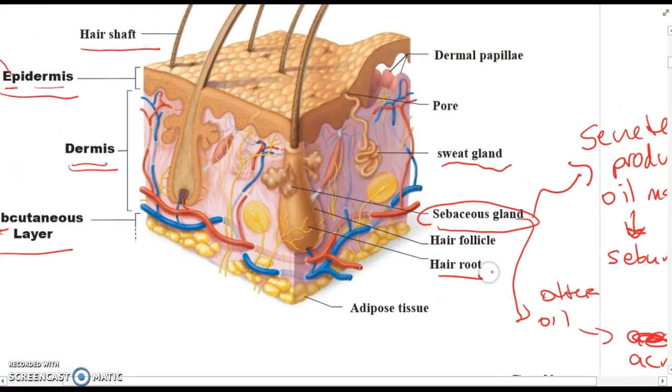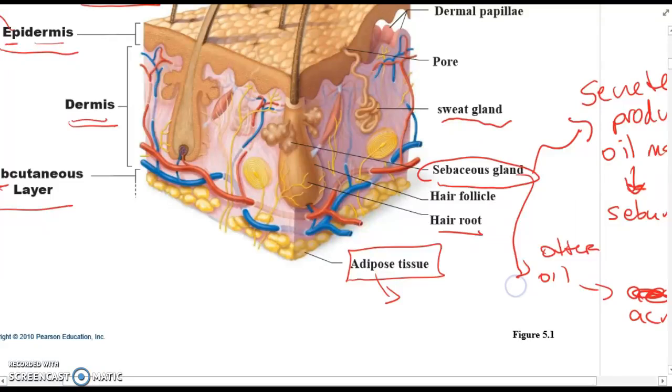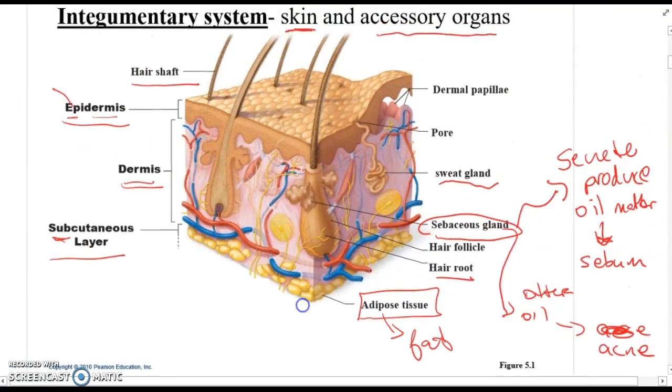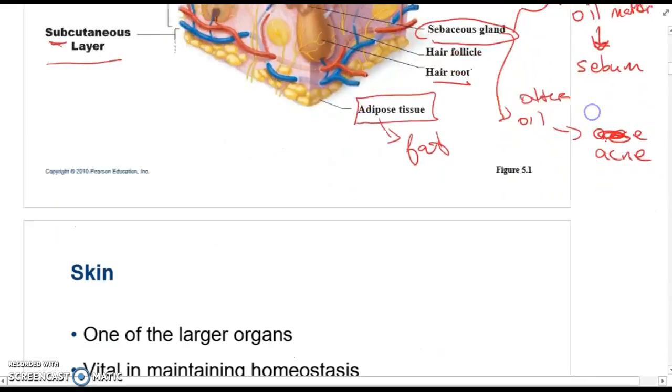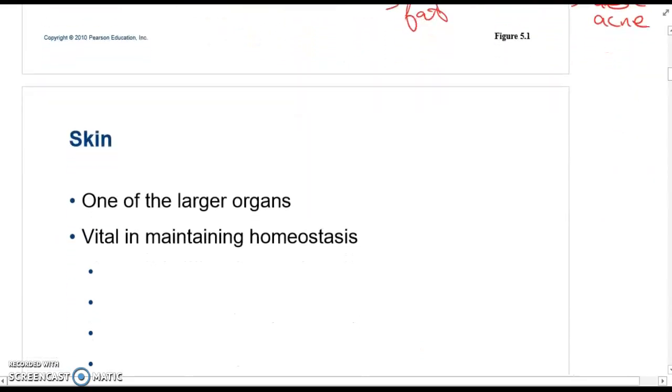The hair root, you would probably know where that is. And the adipose tissue, we learned that in the last chapter about tissues. Just remember that's fat. Okay, so that's an overview of the big things you need to know for skin. And we know from last chapter that it's one of the largest organs, especially by weight. There are other organs in your body, but skin is the biggest one by weight.